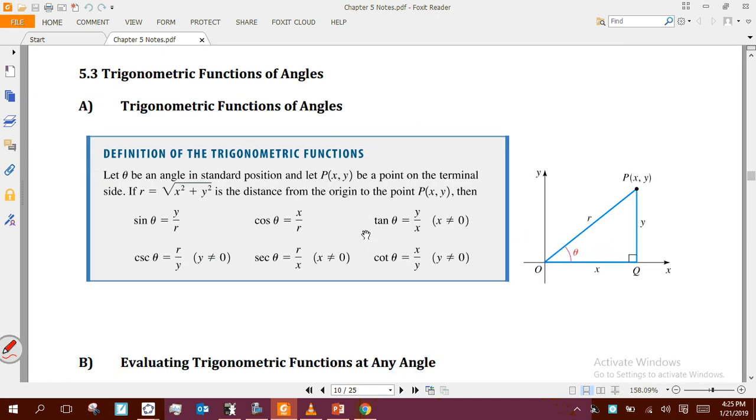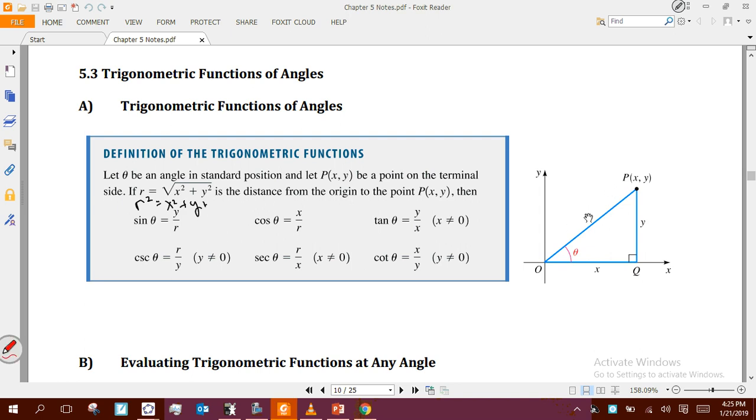Alright, starting with these trig functions. So let theta be an angle in standard position. They're talking about this theta here. They're saying let P be some point x comma y. It says if r is the square root of x squared plus y squared, r is a length, and think about all this is doing. If I were to square both sides, this would be r squared is equal to x squared plus y squared.